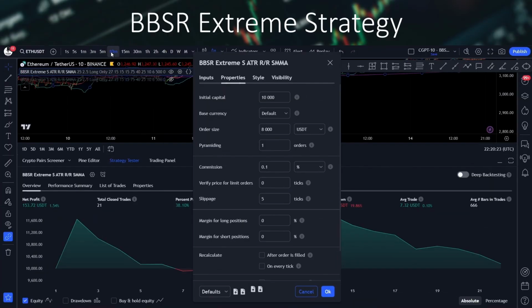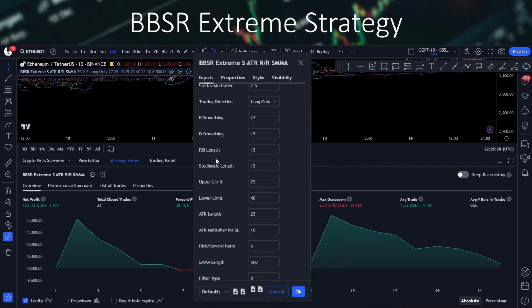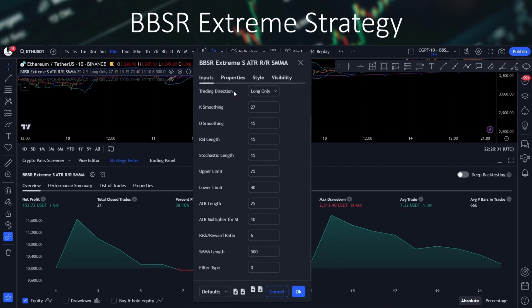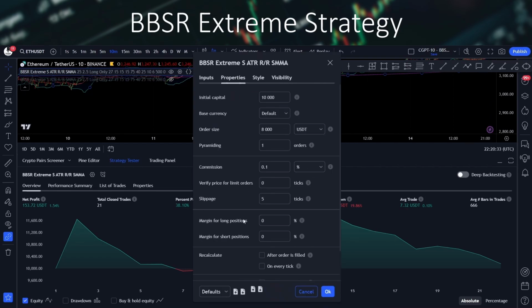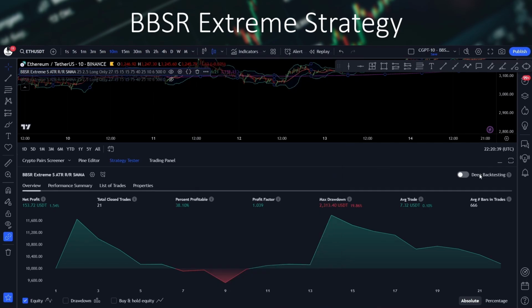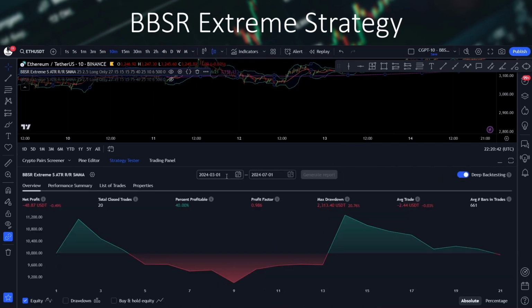As we are going with the 10-minute chart, I will use the original script and the deep backtesting function. Here are the optimization settings, and here's my properties tab. It is set to 0.1% fee and 5 tick slippage. Let's turn on the deep backtesting. And on the 10-minute ETUSDT chart, we get break-even results. So there is no edge in the first 4 months.